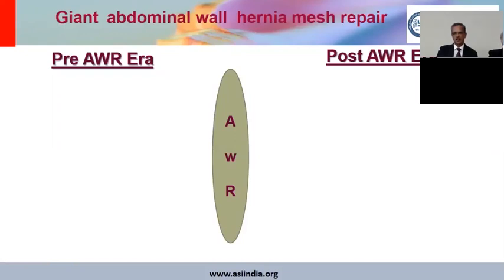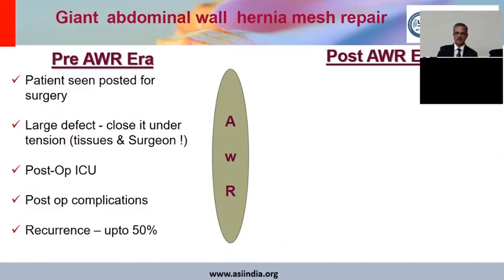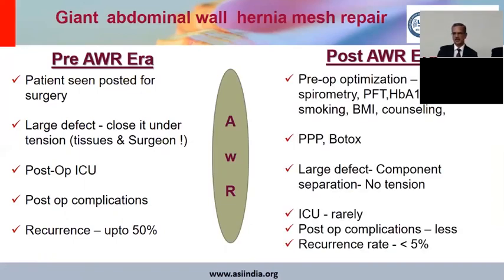So friends, we have a great abdominal wall reconstruction movement in our country, and I can say that before this era, we always had difficulties in these patients with large defects. We would just go and close the hernias, everything used to be under tension, post-op complications used to be high, and recurrences used to be very high. But after this movement, and I can call it the post-AWR surgery era, we are doing excellent optimization of these patients with all the factors I mentioned earlier.